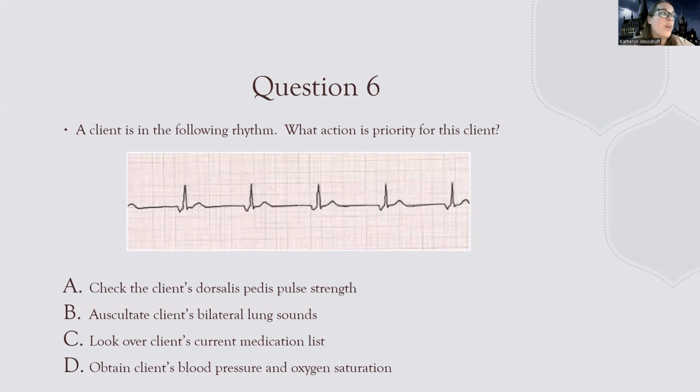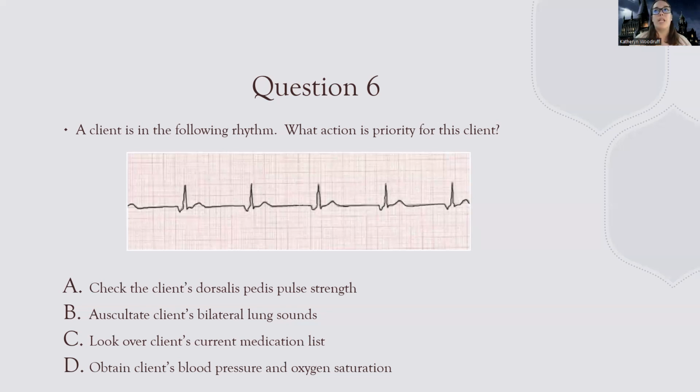Look over client's current medication list. Well, I know junctional rhythm can be caused by a lot of medications, so I probably do want to check their list, but I don't know if it's the first thing I want to do. My last choice, obtain client's blood pressure and oxygen saturation. So this is a good answer, because this is going to help me to see how the patient's tolerating it.